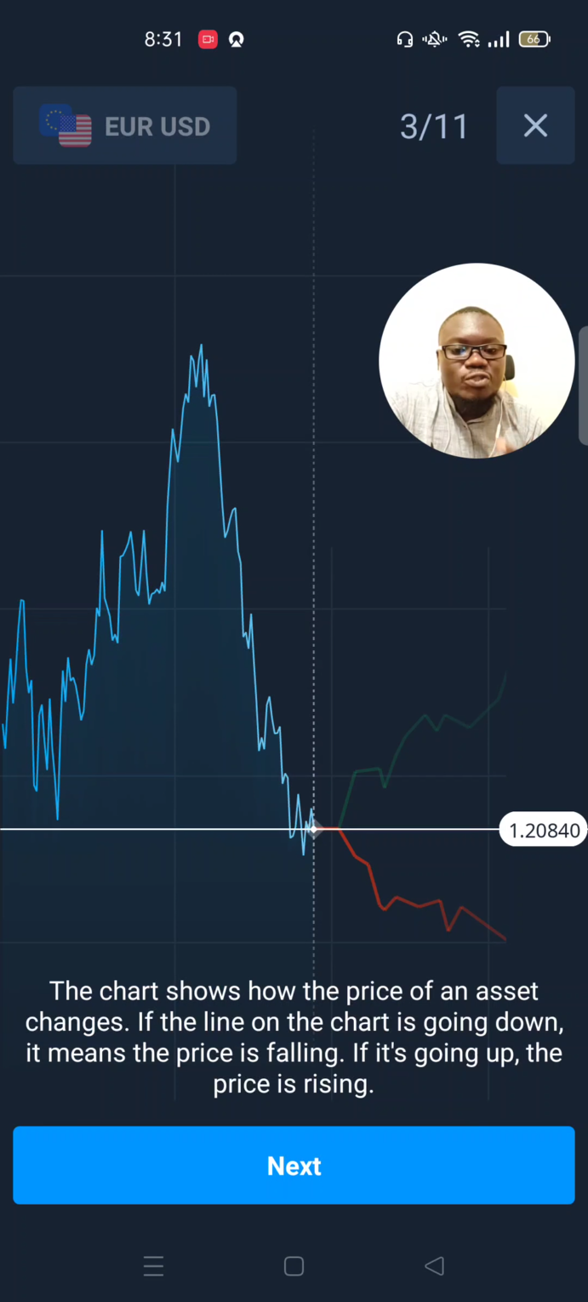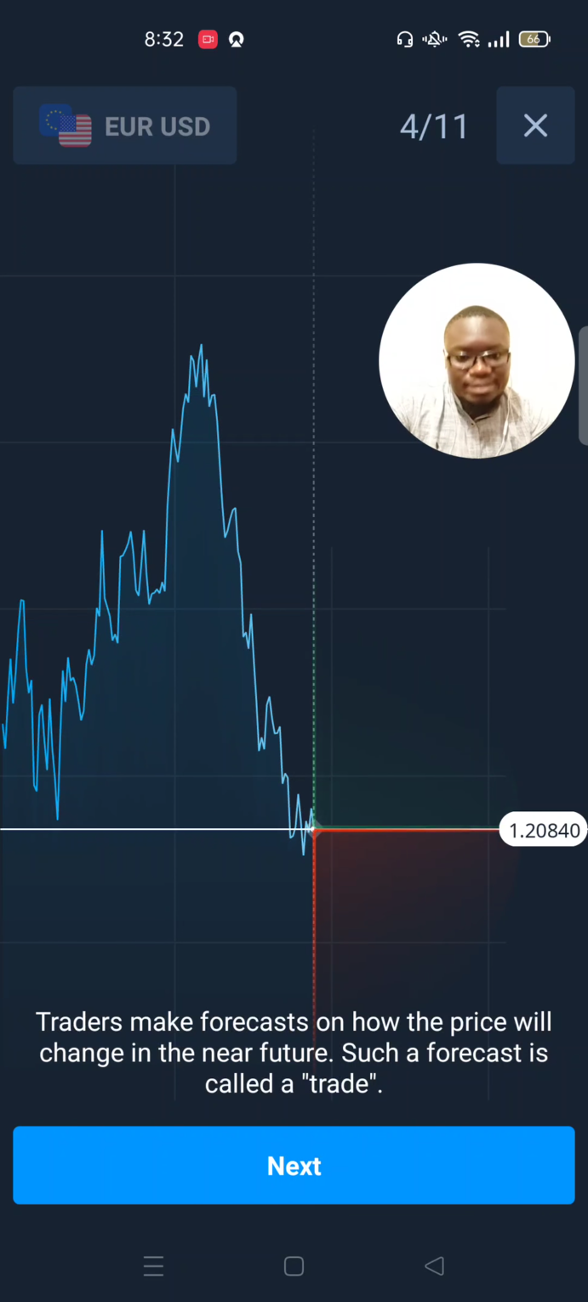The chart shows how the price of an asset changes over time. If the line on the chart is going down, it means the price is falling. If it is going up, it means the price is rising. So we can see this illustration here explaining whatever I've just read. If the line is going up, it means the price of that asset is rising. If it is going down, it means the price of that asset is falling.